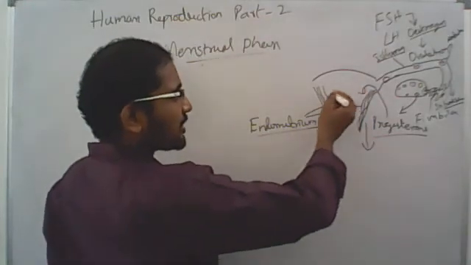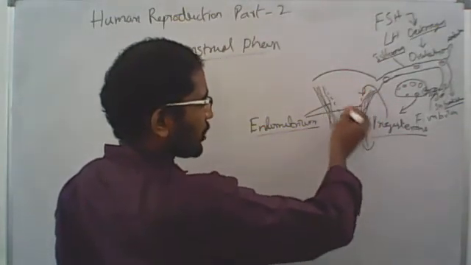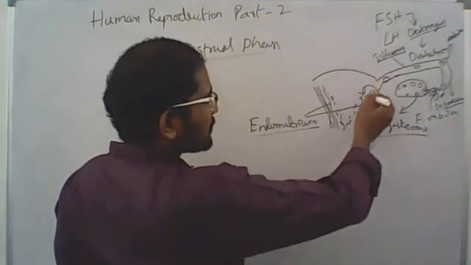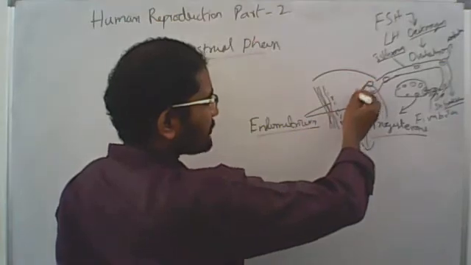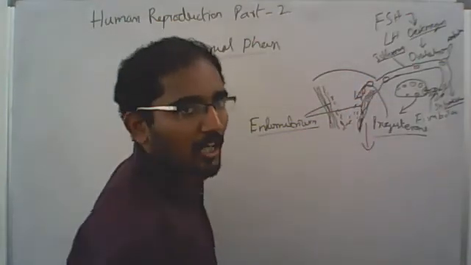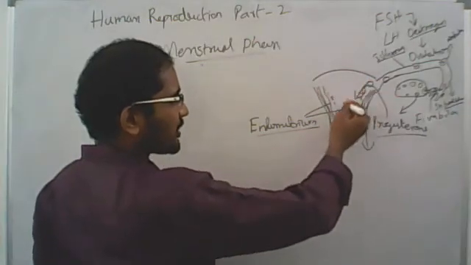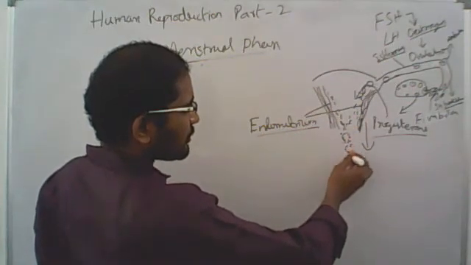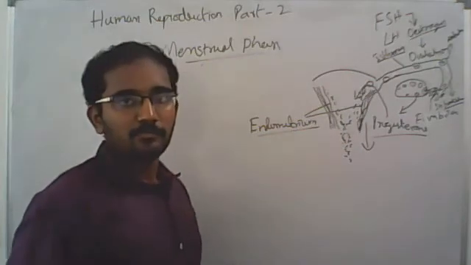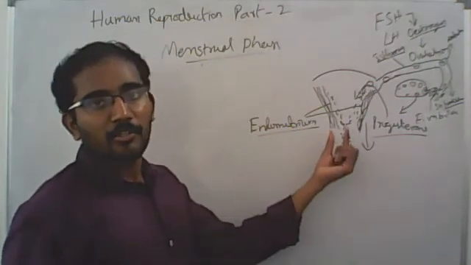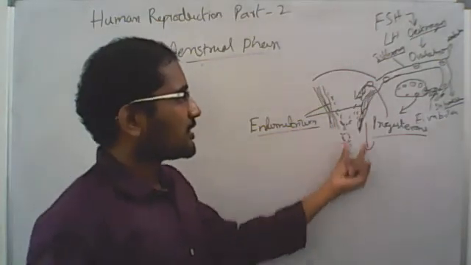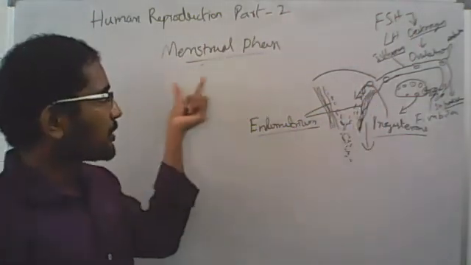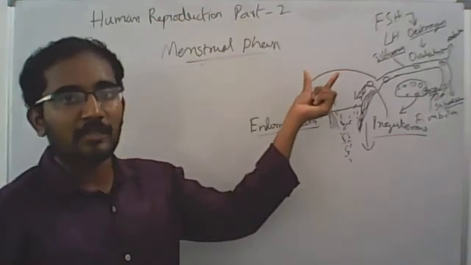layer. Now the endometrium layer starts to break down. During that, the unfertilized ovum also joins together, and everything is released through the vaginal path. This is called menses, the menstrual phase. Okay, let's discuss how the menstrual phases go on step by step.